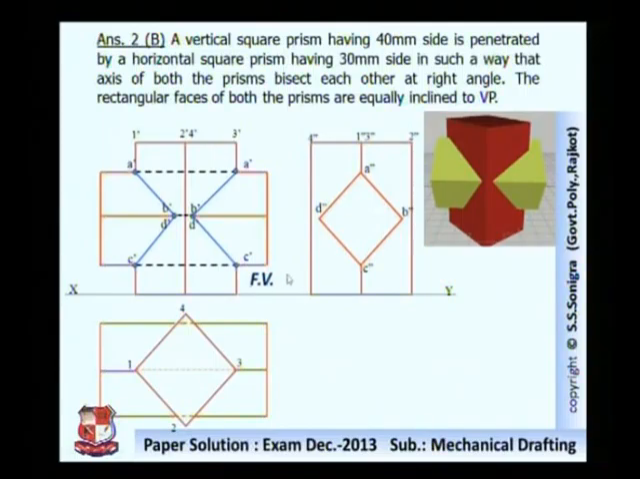This is the front view of the problem, this is the top view, and this is the side view of the given problem. If you draw these three views neatly and correctly, you will get full 7 marks for this data: 1.5 for this top view, 1.5 for this side view, and the remaining 4 marks for the lines of intersection and this front view. I hope the solution is clear to you.